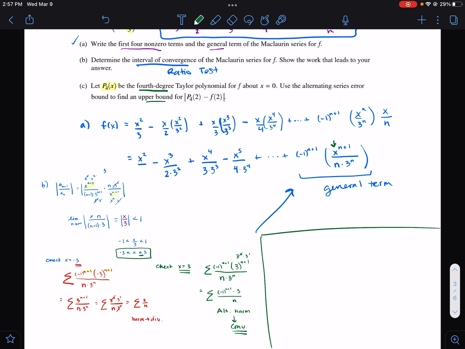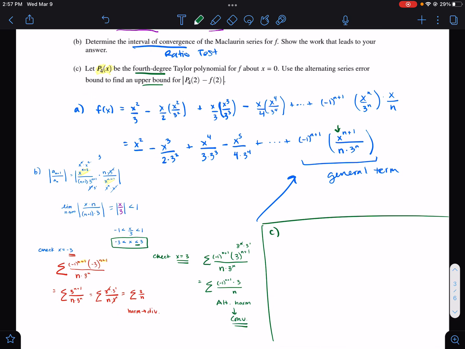So on part C, I'm going to say the polynomial of degree 4 at 2 minus f at 2, that just represents the error, is less than or equal to the absolute value of the first unused term. So because it is an alternating series, I can use the first unused term.